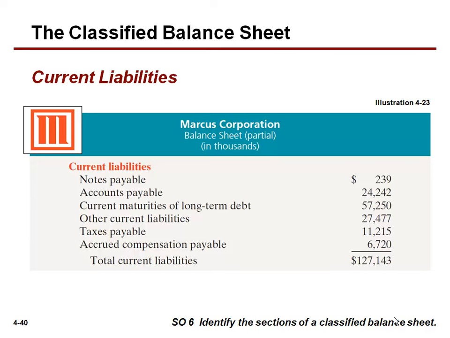This simply illustrates a listing of current liabilities. Again, totaling $127 million. Notes payable first, followed by accounts payable and other items due within 12 months. I want to point out something here, that third line, current maturities of long-term debt.